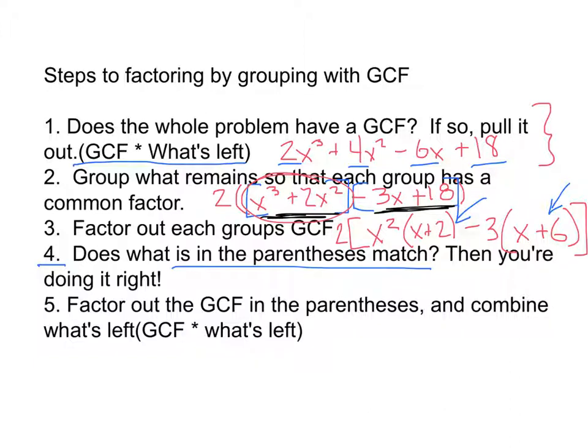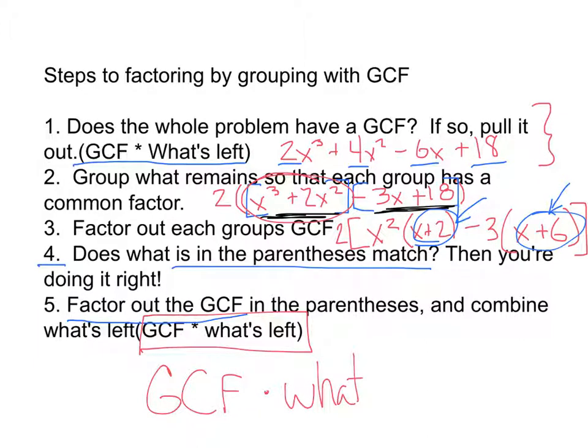But the final thing that you would do if this problem worked out is factor out that GCF in the parentheses. Because when the parentheses match, this and this would be the same, so you can pull it out. And once again, you end up with GCF times what's left. That's the big phrase to remember, because that's all we're doing over and over and over, is pulling out the GCF and we're multiplying it by whatever is left over. So make sure that that's one of the key things that you remember, GCF times what's left. So let's look at a couple of examples.